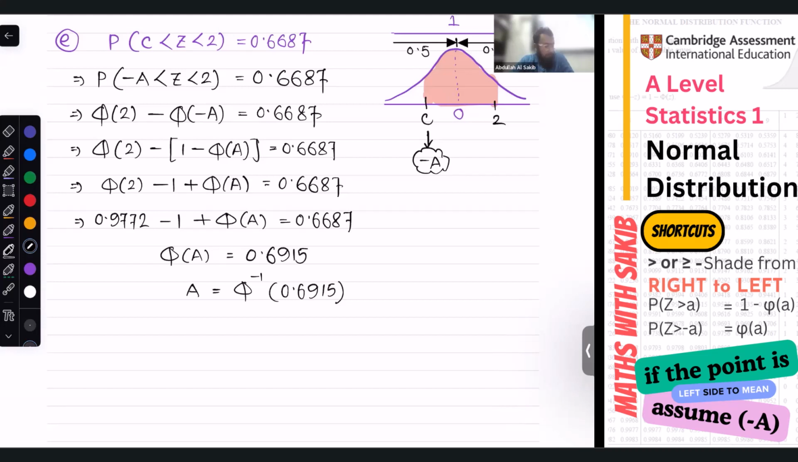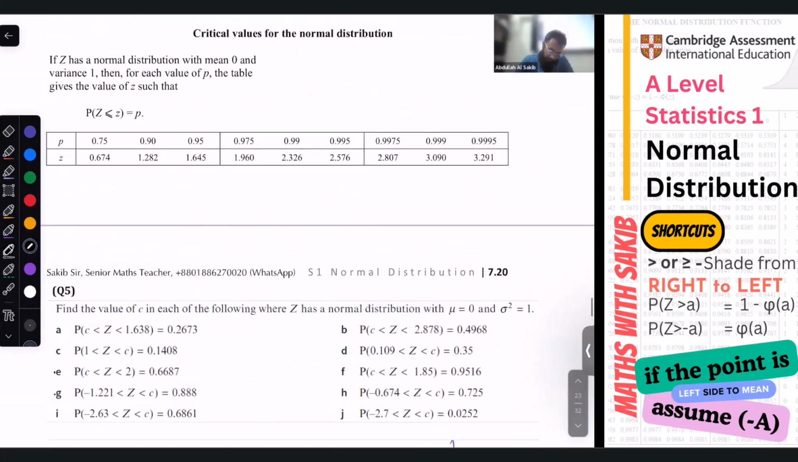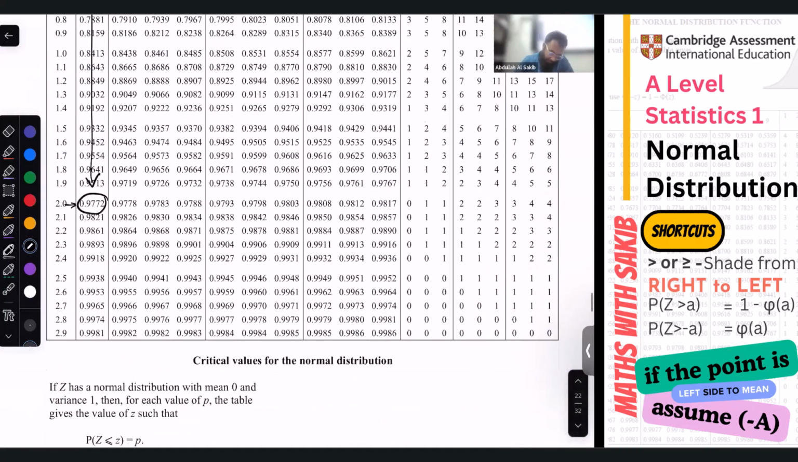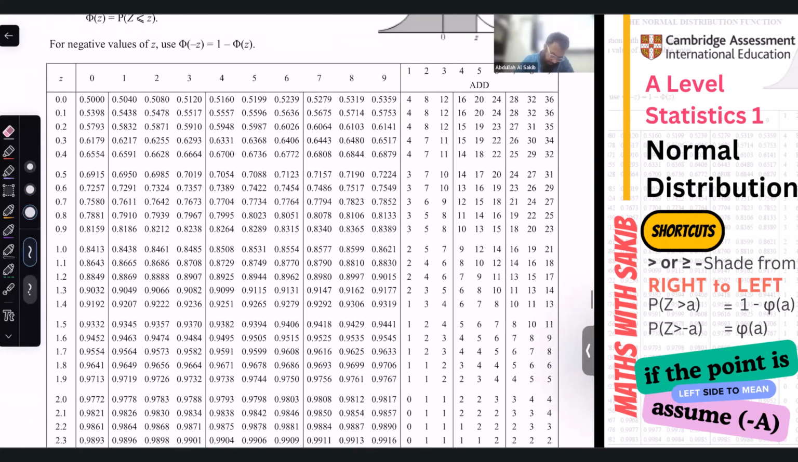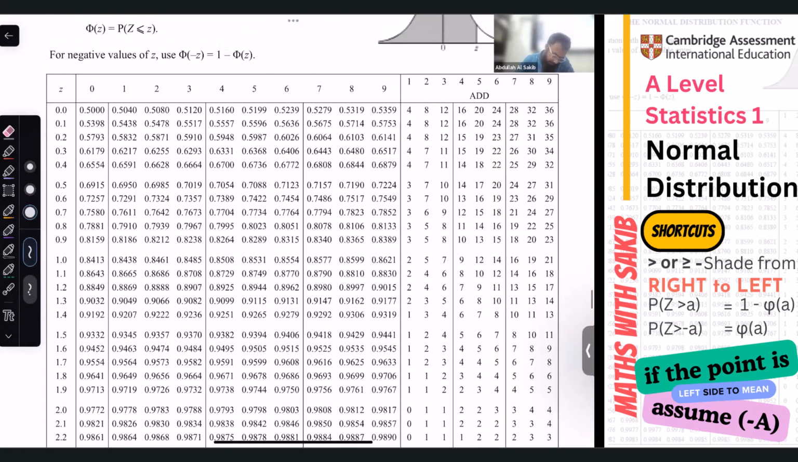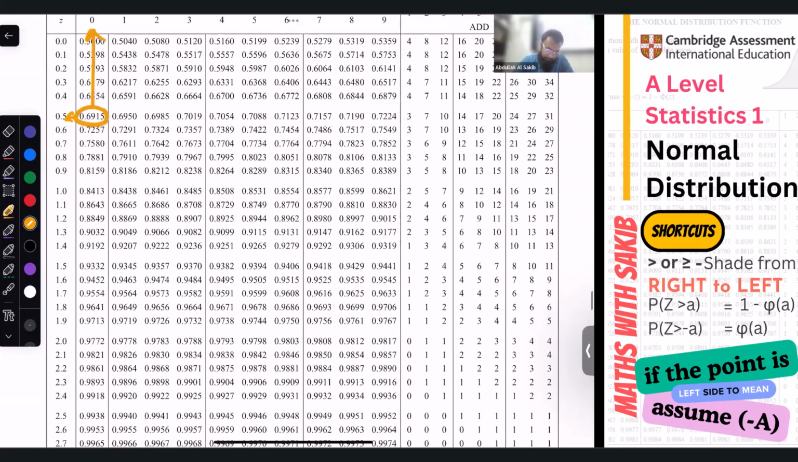Sir, shouldn't it be plus one? I did plus 1. Then subtracted 0.9772. 0.50. Just 0.50. Wow, very good. So if I go, yes, this is 0.50. Done.